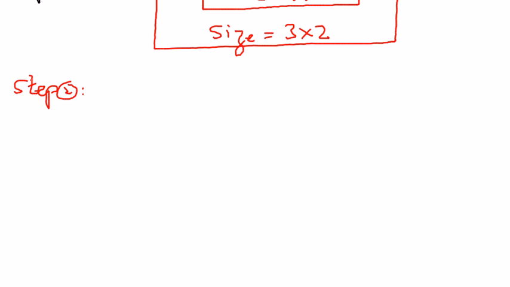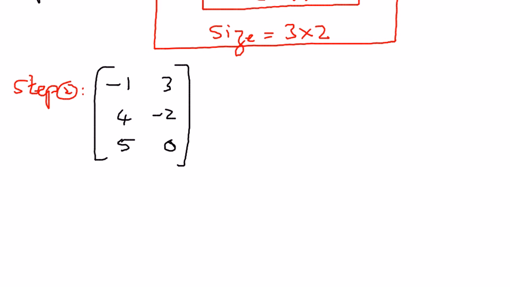In step 2, we're going to perform the multiplication process. So let me write this step one more time, and then we will multiply it out. The two matrices we have are [-1, 3; 4, -2; 5, 0] and the second matrix we have is [-3, 2; -4, 1]. This is what we have.